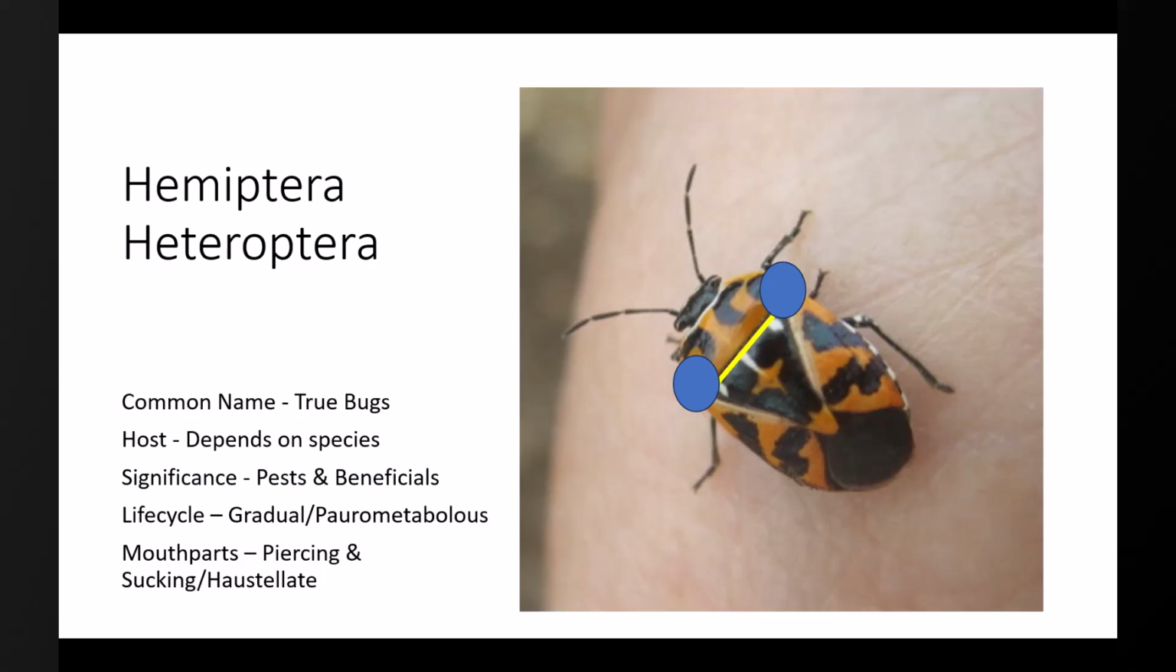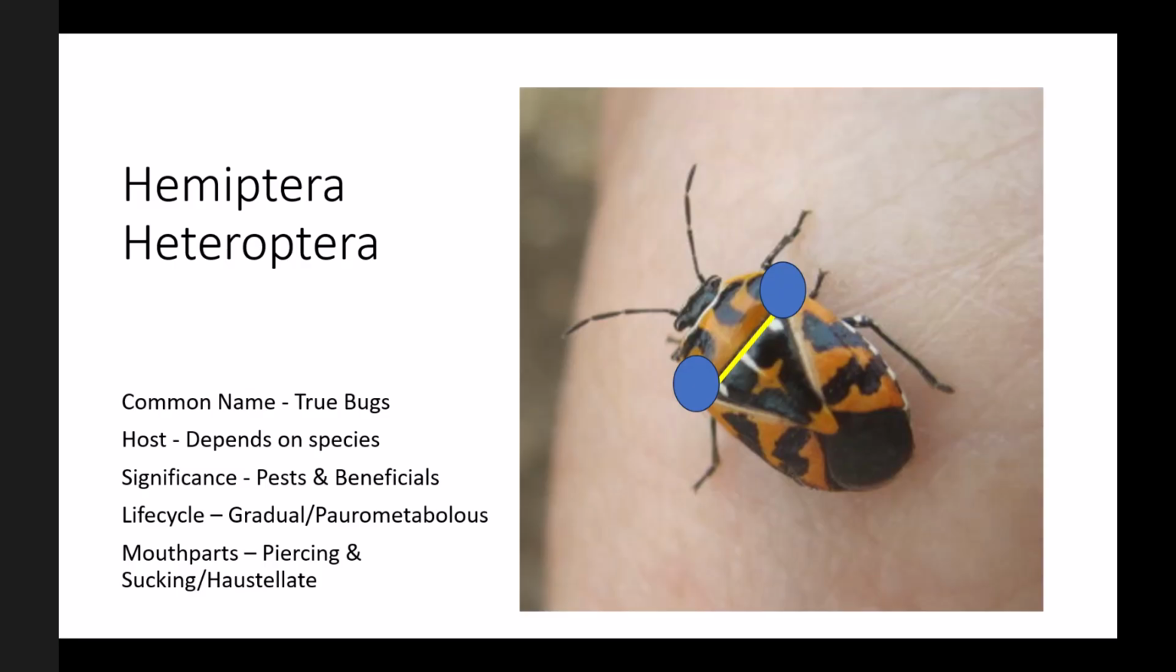So looking first at the Heteroptera suborder within Hemiptera, these are all of the true bugs. The host is variable depending on what the species is, and we'll get into that as we look at the individual species. Their significance is they're either going to be a pest or beneficial depending on what they do and what their host is. They have that gradual or paurometabolous life cycle just like all hemipterans have, and piercing and sucking mouthparts like all hemipterans have.